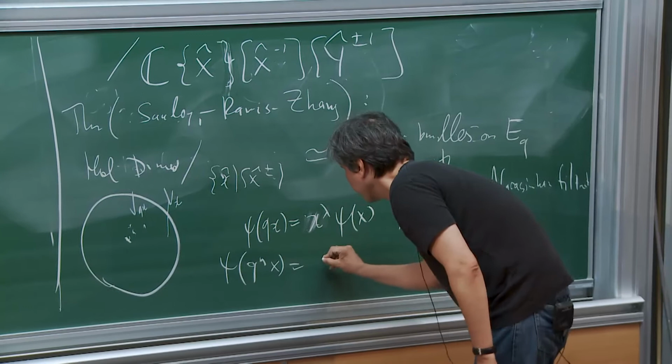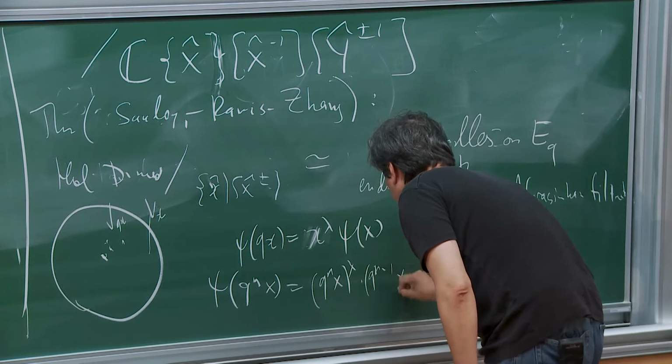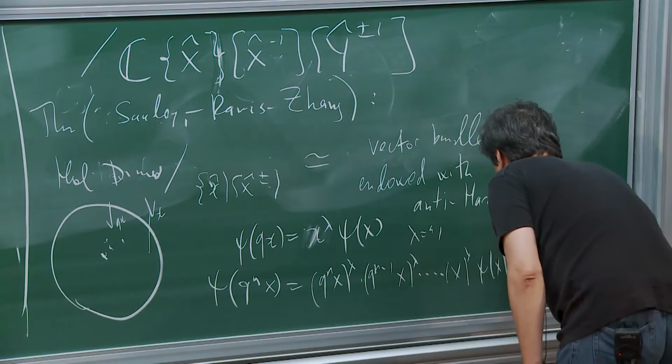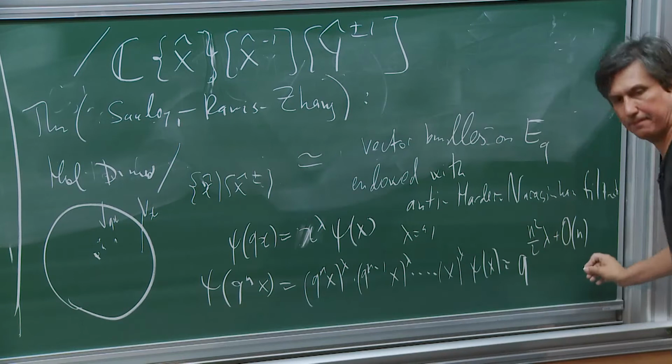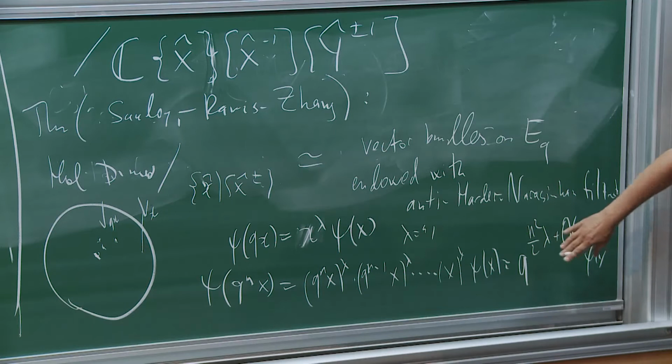You get q^n x to the power lambda times q^(n-1) x to the power lambda times x to the power lambda c of x. And you get something like q to the power n squared over 2 times lambda times capital N c of x. So you see that if you transform to 0, you can have different growth labeled by rational numbers. You get a filtration. It means that you get a certain filtration.